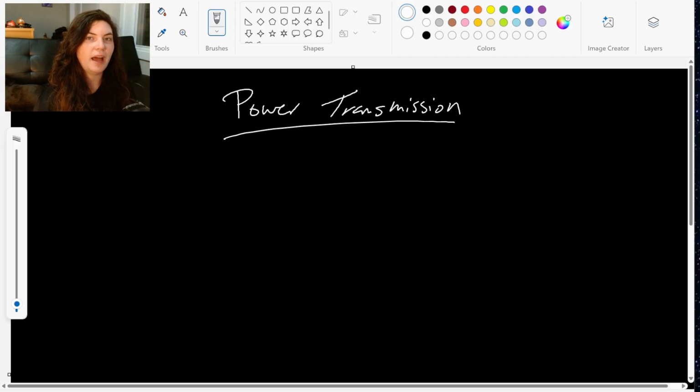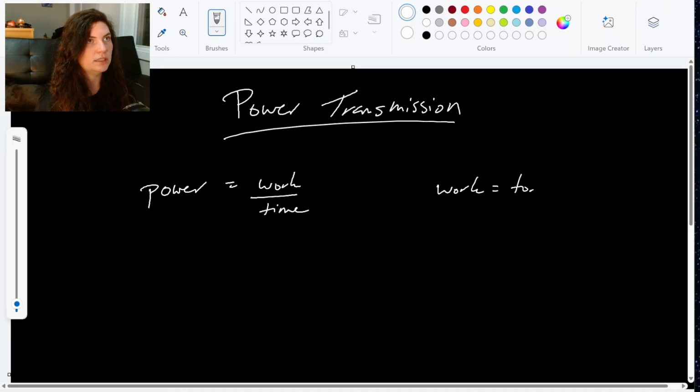So in this power transmission, we use these circular shafts to transmit power, where our power definition is just work over time, right? If we want to define work to relate it to our torque, work is torque times the angle of rotation. That's my little shorthand for angle, but I could really just call this theta, right? It's torque times the angle of rotation.